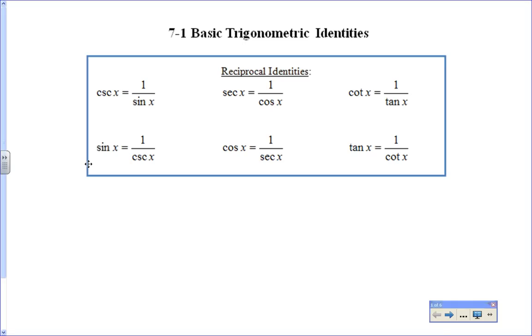So for example, if we knew cosecant of some angle x was, I don't know, we could say 2, then we know that sine of that same angle x would be 1/2, right? You just take the reciprocal. Now that works for cosecant and sine. They are reciprocals. Same with secant and cosine.